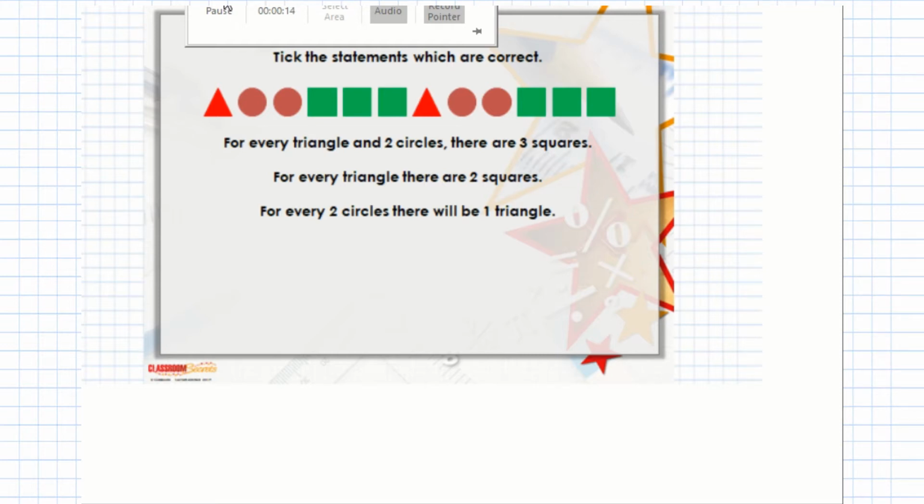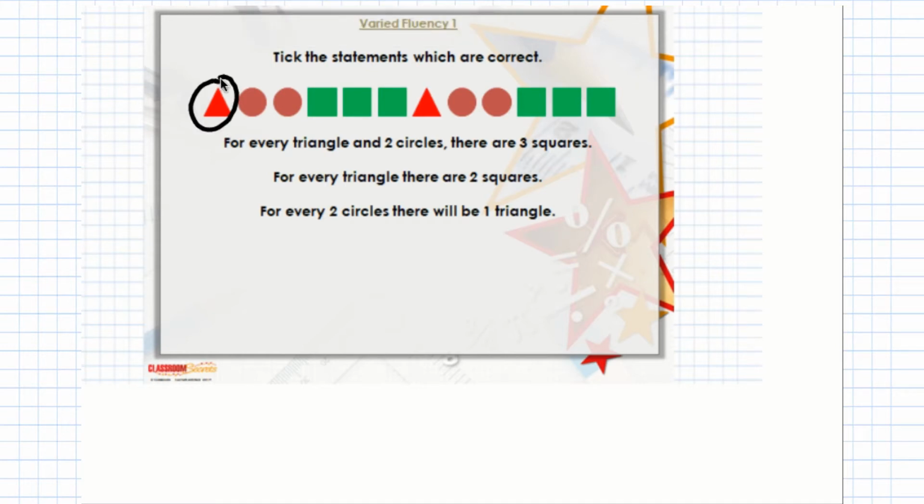For every triangle, there are 3 squares. 1 triangle, 1, 2, 3, 1 triangle, 1, 2, 3. And for every 2 circles, it's the same. That would be correct. For every triangle, there are 2 squares.